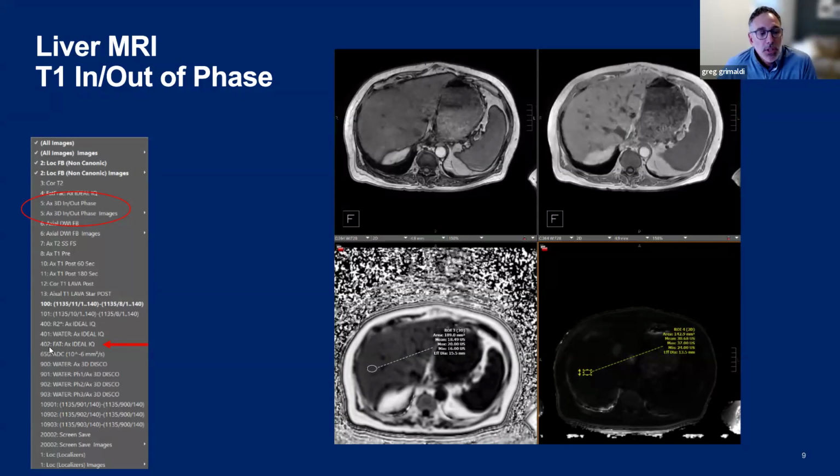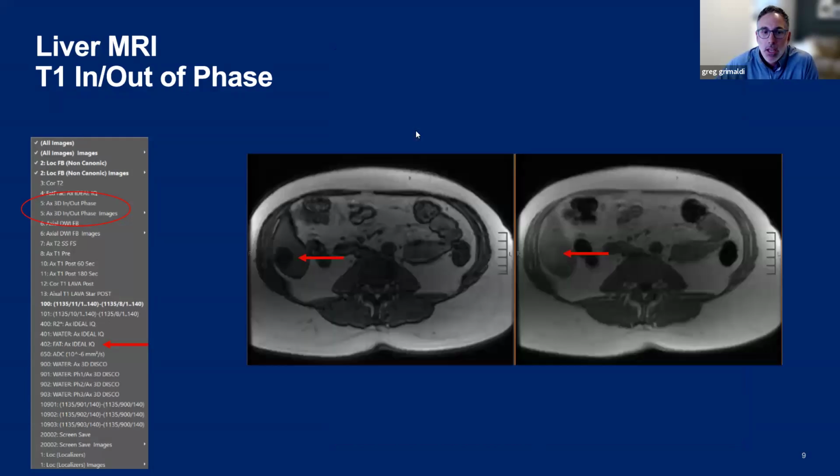Now there's a sequence called fat ideal IQ. This is a GE term where you can actually put an ROI on the fatty liver. This tells me that the mean is 18, and I can tell you that the proton density fat fraction is 18, which is moderate to severe steatosis. So again, in and out of phase is helpful for us determining if the liver is steatotic.